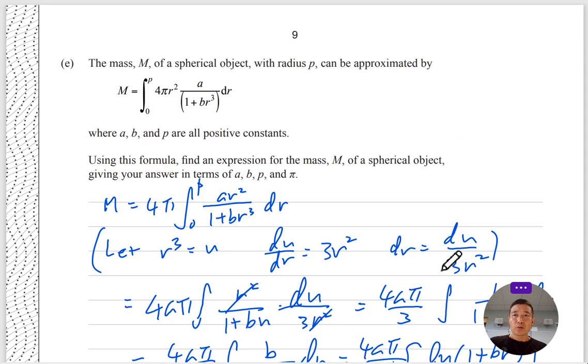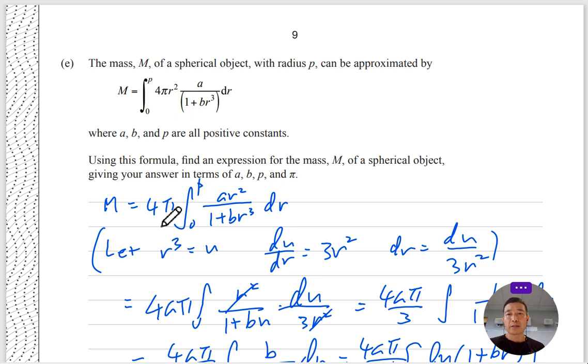Question E. This question, I would say, is a challenging question, but still, you have to use the substitution method. I don't think there is any other way to solve this question. So the mass m of a spherical object with a radius p can be approximated by this, where a, b, and p are all positive constants. So you don't have to understand the formula, but you just need to integrate this.